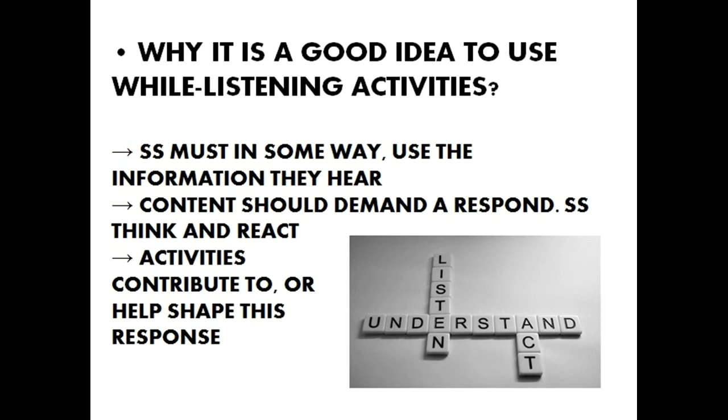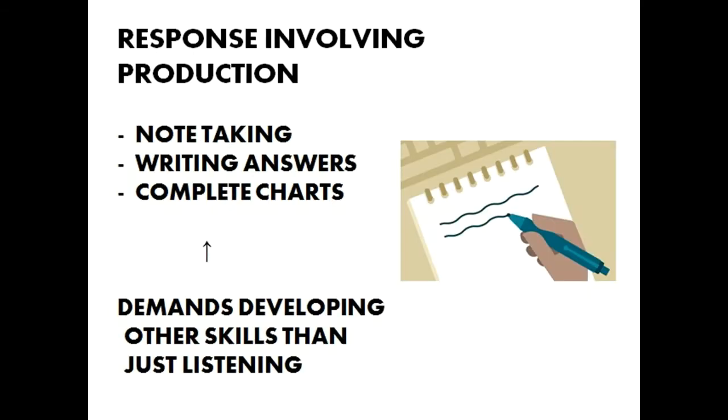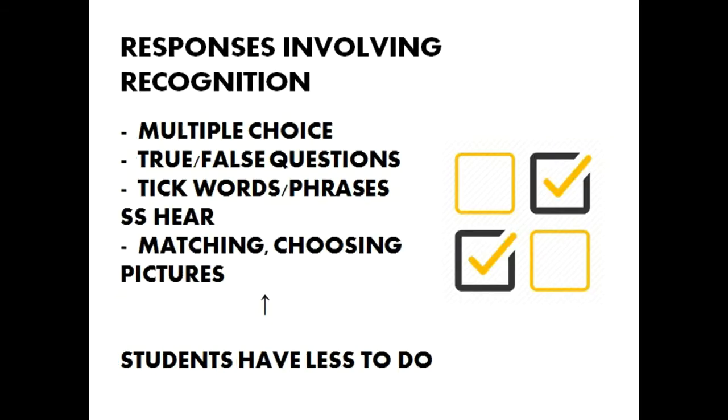Now, in this part, we can identify two types of responses. The first one, response involving production. For this, we have activities such as note-taking, writing answers, and completing charts. However, this demands developing other skills than just listening. On the other hand, we have responses involving recognition. Some activities for these are multiple choice, true-false questions, ticking words or phrases that students hear, and matching and choosing pictures. In this part, students would have less to do and, as a consequence, would be much more focused and concentrated.